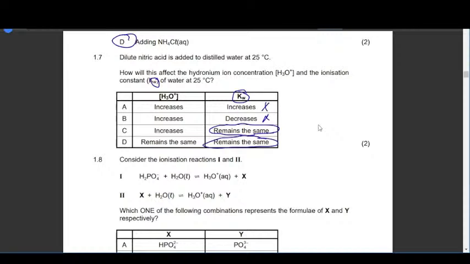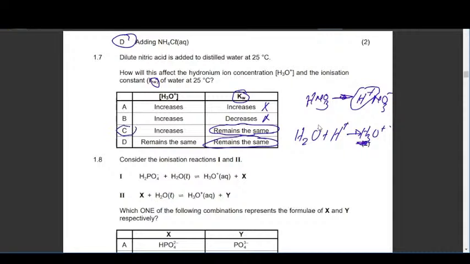But now, when you add dilute nitric acid, remember, when it ionizes, it's a strong acid. It will give you hydrogen ions plus nitrate ions. So because it is dilute, it's going to react with water to form the hydronium ions. So it means that the hydronium ion concentration will increase. When it increases, the Kw will remain the same. So this one becomes the most correct answer.